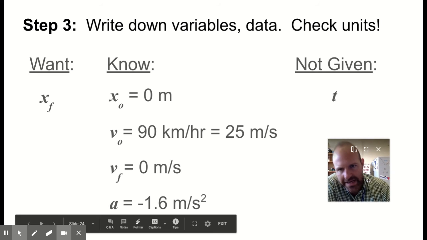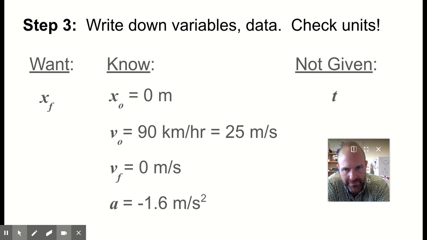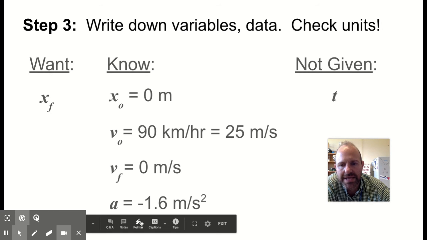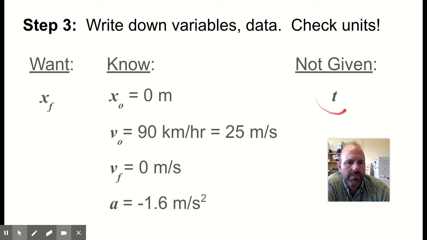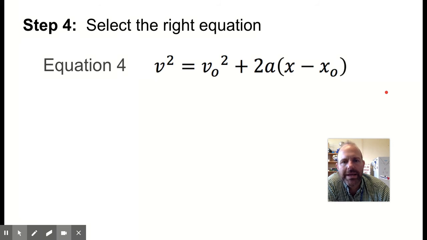So here's all the data we know. This is our next step. The variables. We want the final position. We know the initial position, the initial velocity, the final velocity, and the acceleration. We are not given time, which is exactly what we want to avoid using. So we want the equation that doesn't have time. And when we're picking equations, the only one that can meet that criteria is equation 4.